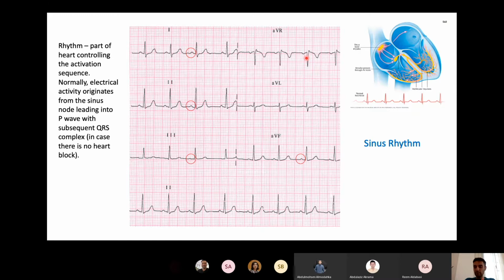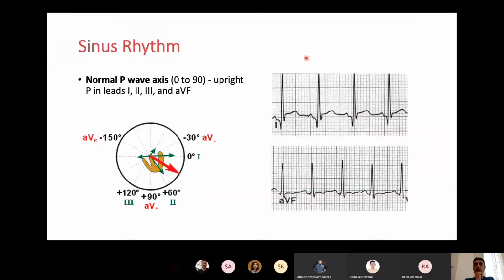The QRS only comes into play when you are describing the conduction, whether it's normal conduction or not. So if a QRS follows each P, and each P is followed by a QRS, this indicates you have normal conduction. Okay, make sense? So again, you should have a normal P wave axis in order to call it sinus, and roughly it's between 0 degrees and 90 degrees, or positive in leads 1, 2, 3, and AVF.